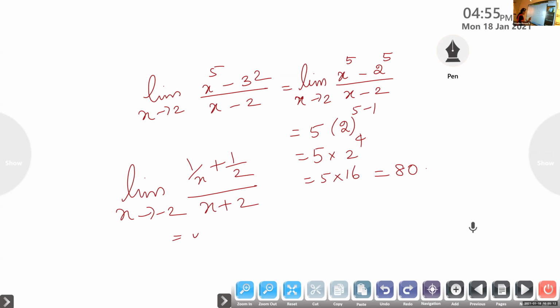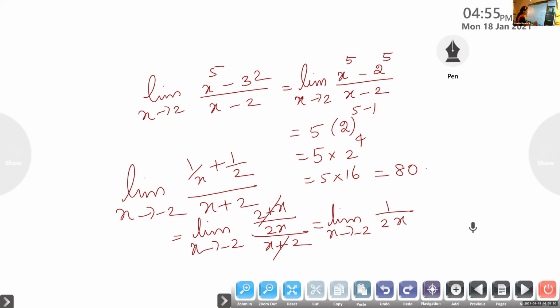What to do here? This is limit x tending to minus 2. So then you take the LCM here. 2 plus x by 2x into x plus 2. So this x plus 2 will get cancelled, which is same as limit x tending to minus 2, 1 by 2x. So 1 by 2 into minus 2, you get minus 1 by 4. It is minus 1 by 4. Okay.